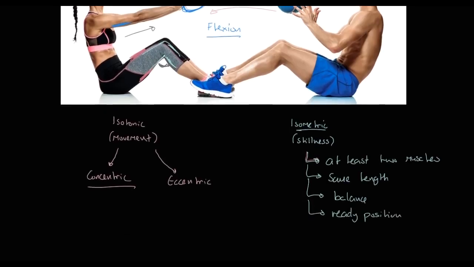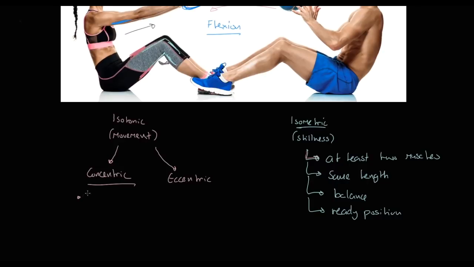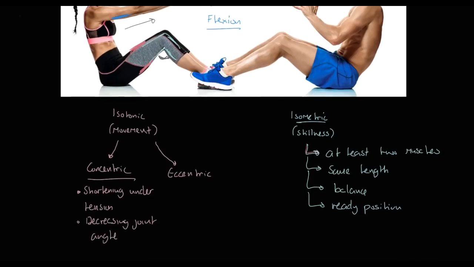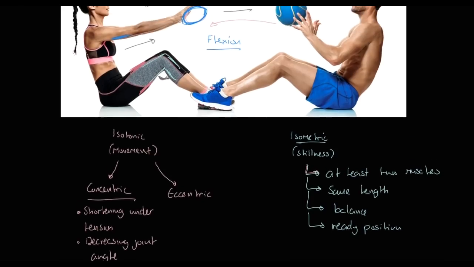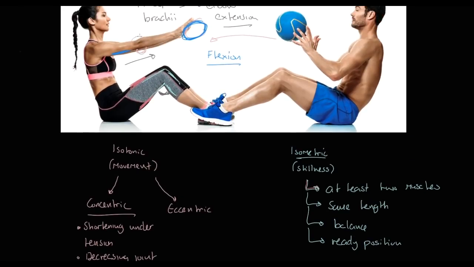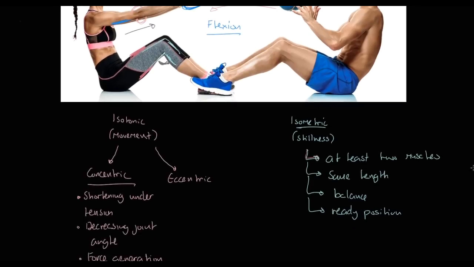So let me be clear about this. When we talk about concentric contractions, we are talking about shortening under tension. Let me make sure we get all of our key language in. Shortening under tension. We are talking here about decreasing joint angle, and we're talking about force generation. So when a muscle works concentrically, it shortens under tension, generates force, and decreases the joint angle. And by the way, we're talking about the joint angle here, not here. Joint angle there.